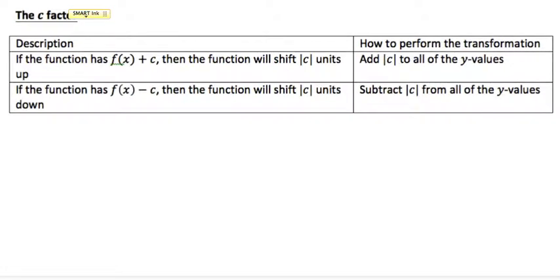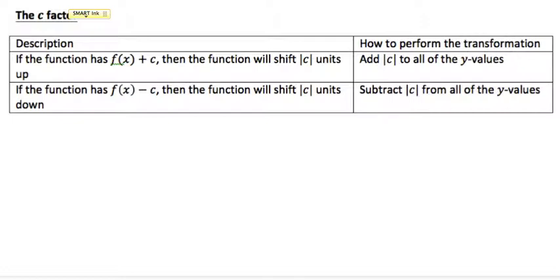The last value is c. C is the number that comes after the function at the end. It's added or subtracted on. If the number is added on, we're going to move the function up that many units. And if it's subtracted from the function, we're going to move the function down whatever number of units. So we know all of those separately.